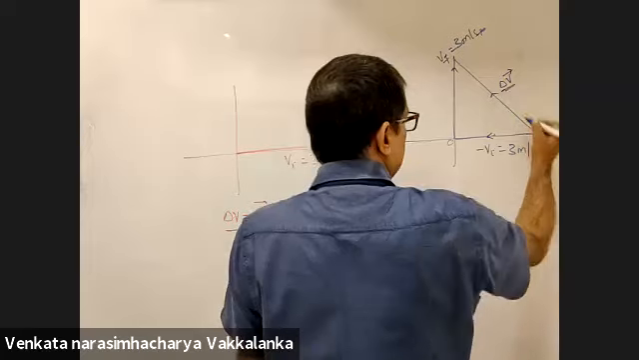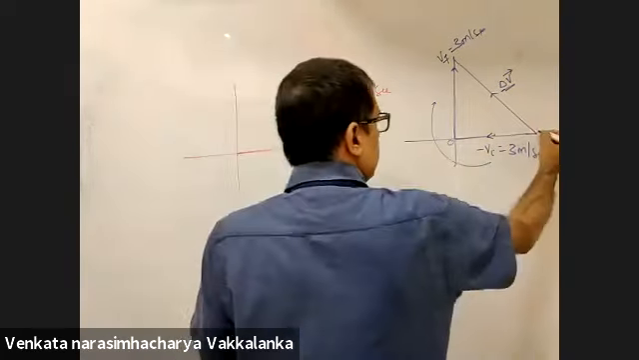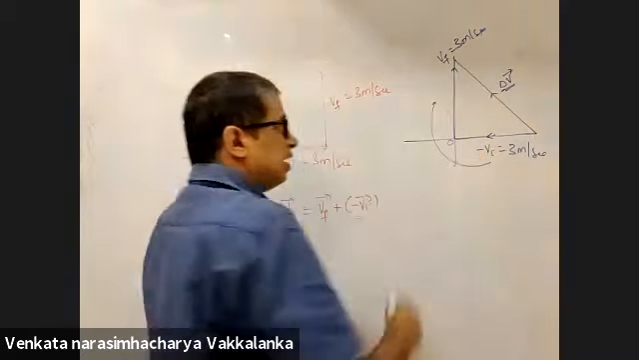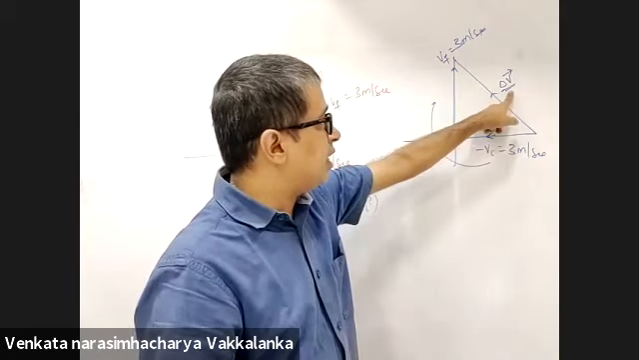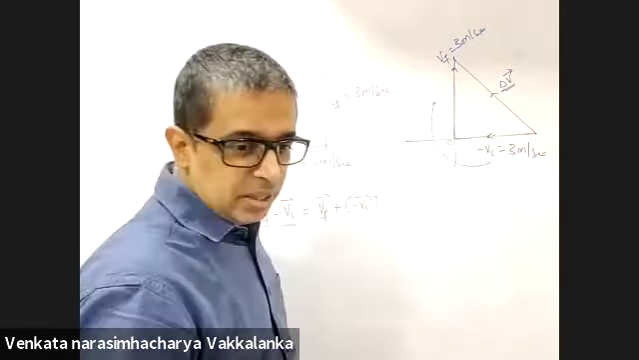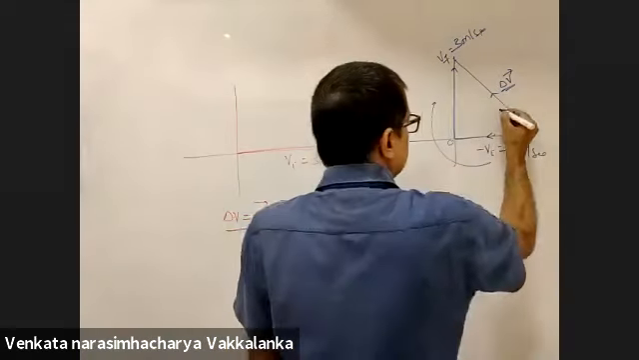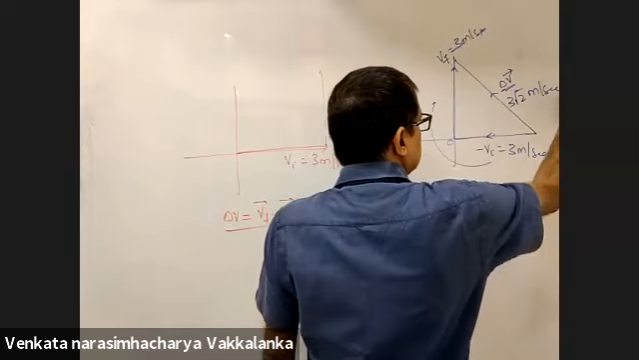The resultant will be, these both are two sides of a triangle taken in one order, and the third side of the triangle taken in the reverse order. If this is 3, this is 3, what will be the magnitude of this? 3√2. 3√2 meters per second.